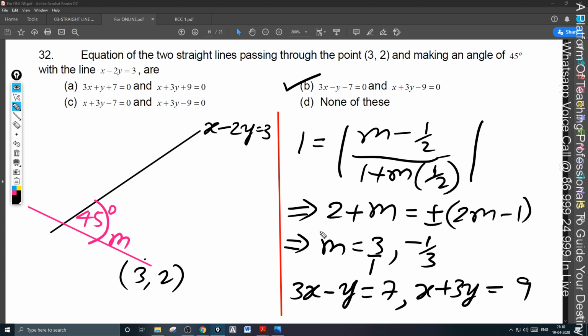Yes, that's right, option B, you answered it. Nowadays, none of these is not there in any examination. None of these should not be given. For the past 6-7 years, according to the court ruling, it is removed. There should be some answer given, so you don't find none of these in objective questions nowadays.